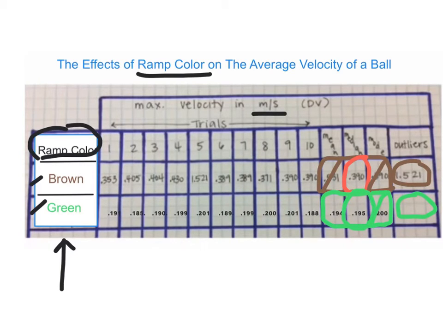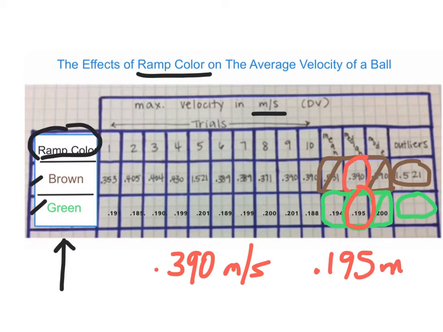So I'm going to be comparing 0.390 meters per second. That's the median speed of the brown ramp, I should say, with 0.195 meters per second. That's my green ramp. And because I made this data up, it looks like that worked. But of course we know in reality, that's not going to work. A green ramp isn't going to go slower than a brown ramp. Just make sure you realize that.